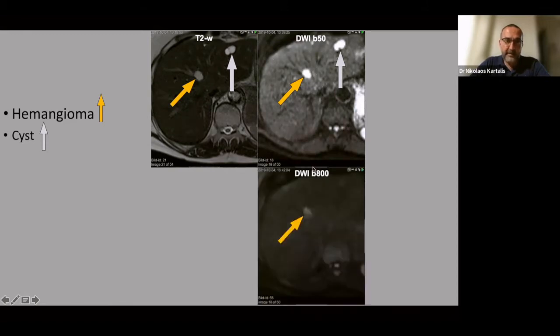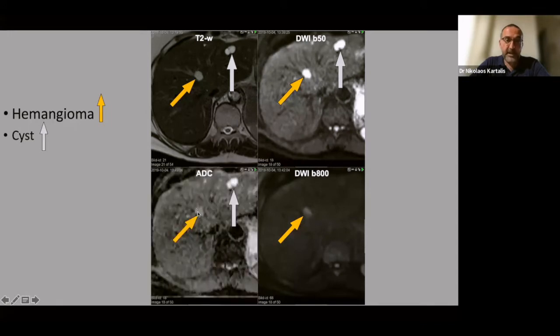However, when we add the B800, we see that hemangioma still has high signal intensity compared to the cyst, which disappears. And we have to remember that both cysts and hemangiomas should show no signs of impeded diffusion, so they are bright on the ADC map.